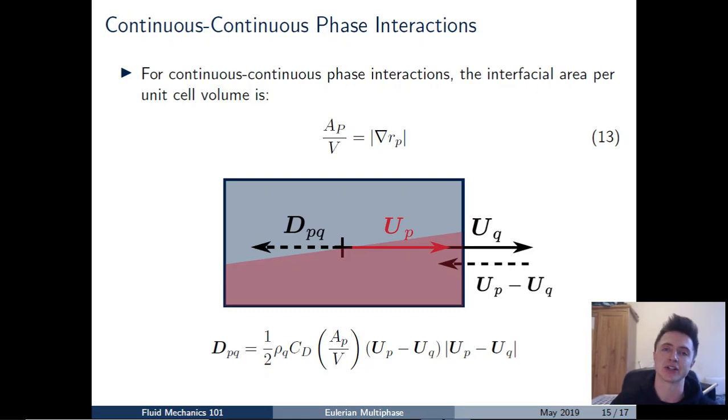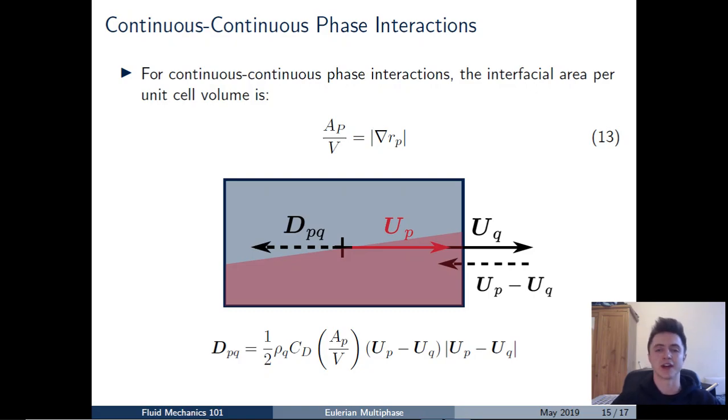And the reason it's a magnitude is, of course, the gradient of the volume fraction will give you a vector, and then the magnitude of that will give you a scalar value, which we need for the interfacial area per unit volume. And this little picture there just gives you a little reminder of what's actually happening in our cell.